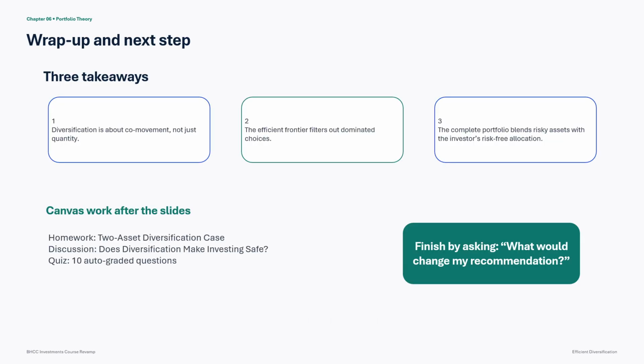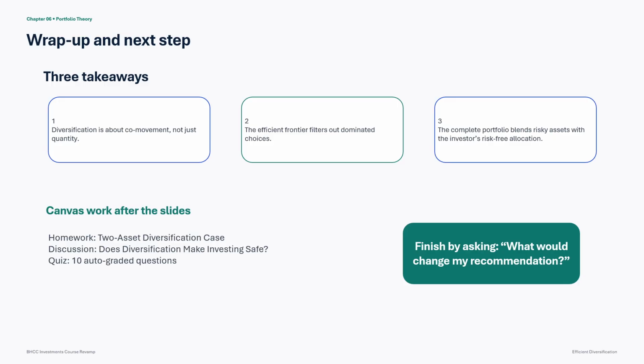Let's close with 3 takeaways. First, diversification is about co-movement, not quantity. The number of positions matters only because it may reduce dependence on individual outcomes. The deeper question is whether the positions respond to different economic drivers.